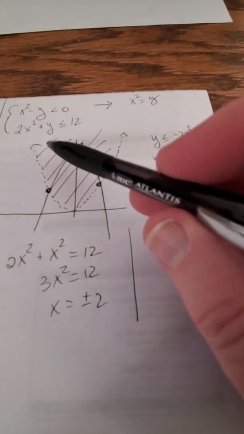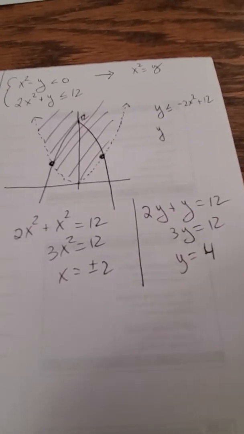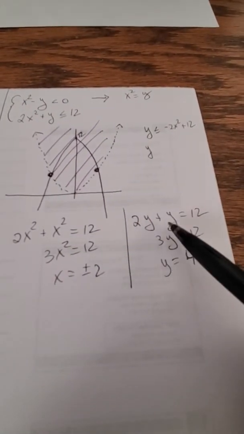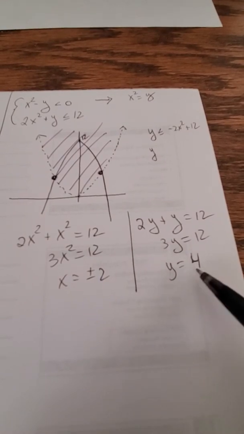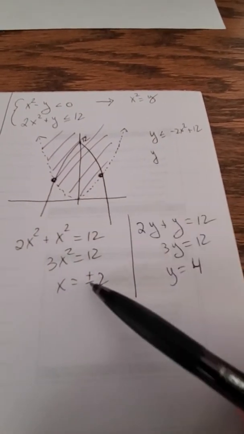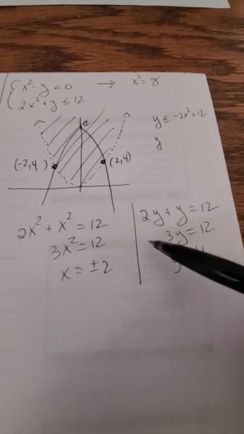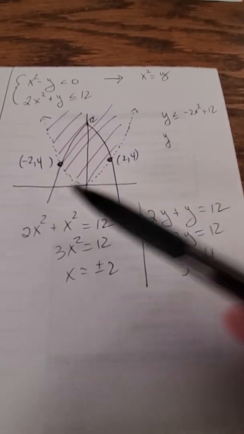Let's see what happens, just for funsies, if I plug y in for x squared. Well, instead of 2x squared plus y, I get 2y plus y, 3y equals 12, y equals 4. Well, you know what? I can see from the picture that these are my two answers. And I don't have to belabor this anymore by testing out the algebra like we did before. I could see right away.